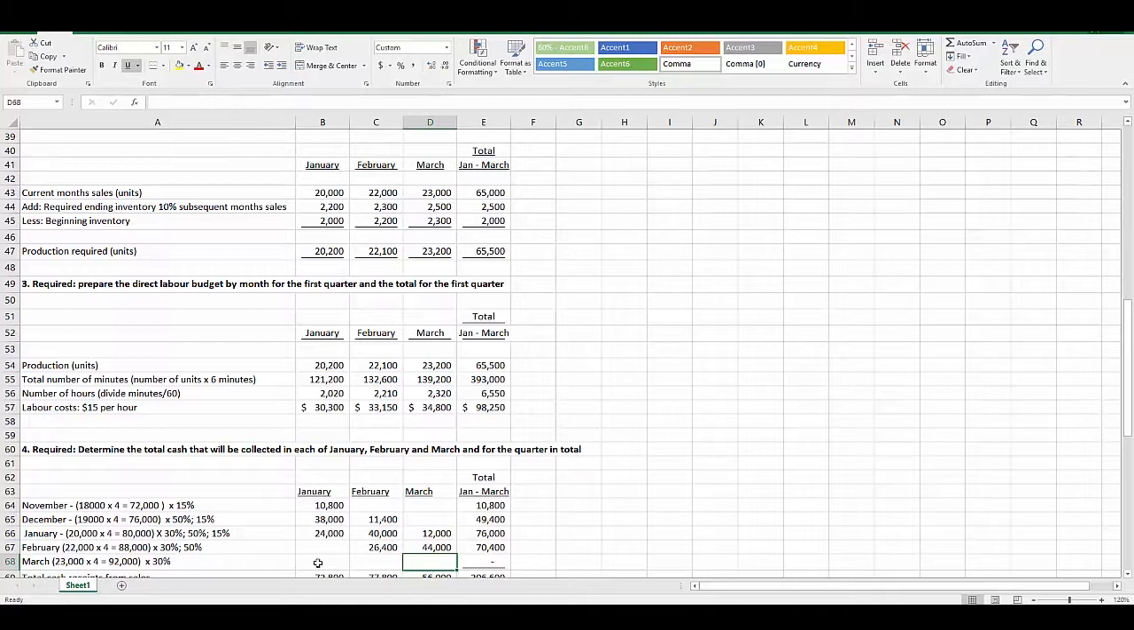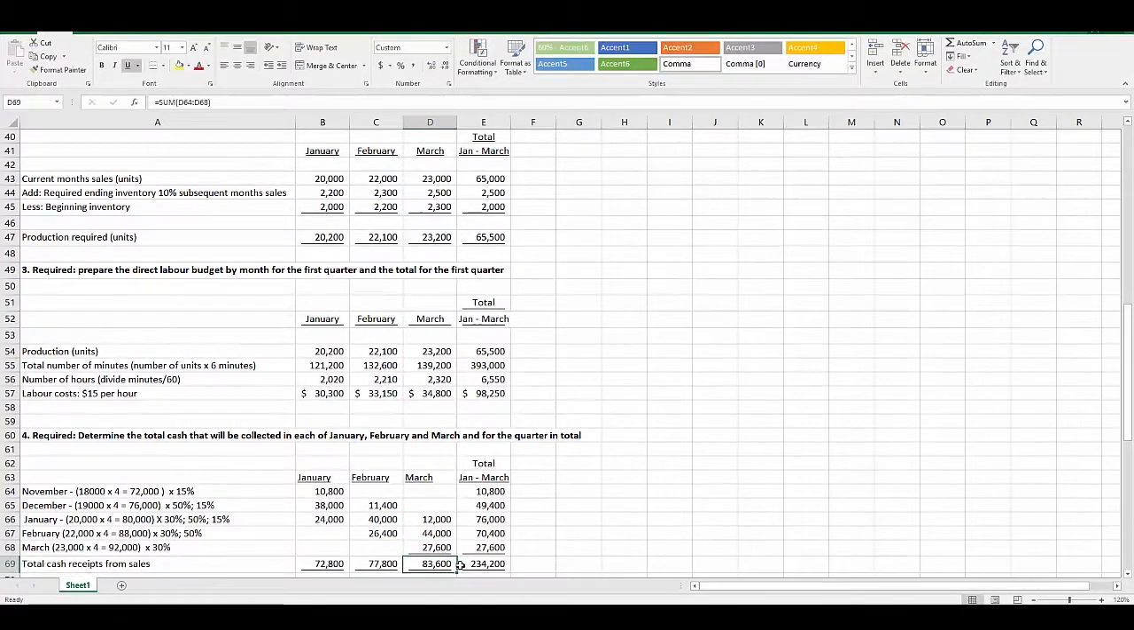And finally, for the month of March, you're selling 23,000 units at $4, 92,000. You're going to collect 30% of that in March. So that's equal to your 92,000 times your 0.3 for 30%, 27,600.